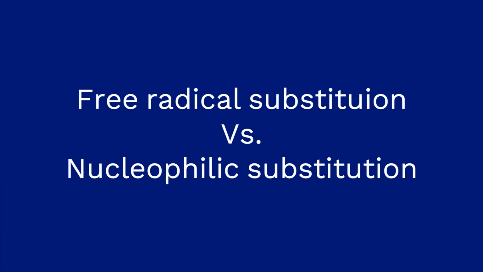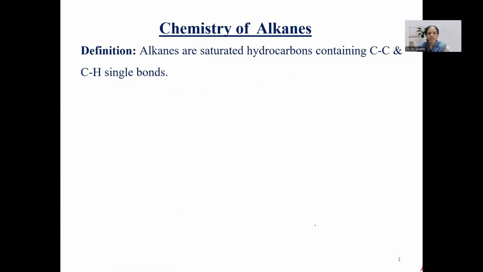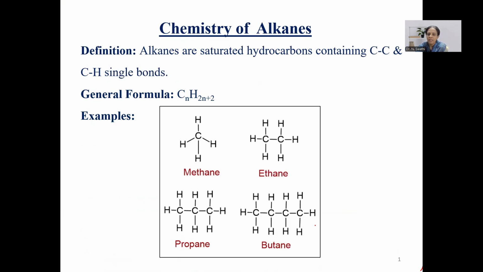In this video, I am decoding the reactivity difference between alkanes and alkyl halides. By the end, you will know exactly when a reaction proceeds by free radical substitution and when it goes by nucleophilic substitution. Alkanes are saturated hydrocarbons containing carbon-carbon and carbon-hydrogen single bonds. They have the general formula CnH2n+2. Methane, ethane, propane and butane are examples of alkanes.